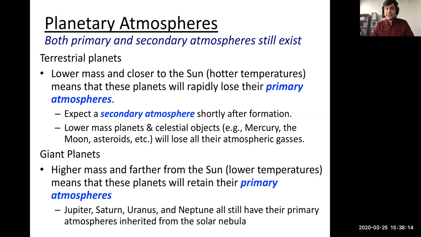Uranus and Neptune, they still have their primary atmospheres as well. Not as much, 1 or 2 Earth masses of hydrogen and helium, as opposed to, say, about 300 for Jupiter. But it's still there, and they're very, very cold, and they have much more mass than the Earth, so they can retain their primary atmospheres. So in summary of what's going on with planetary atmospheres, we do not expect our terrestrials to keep their primary atmospheres. They'll escape to space. Our gas giants will still have their primary atmospheres.